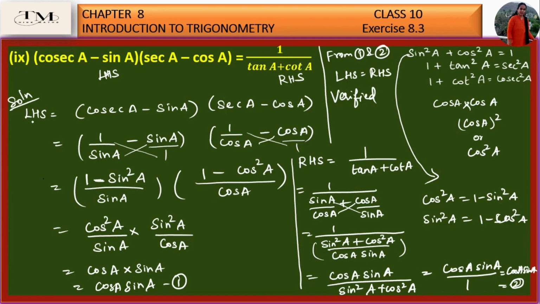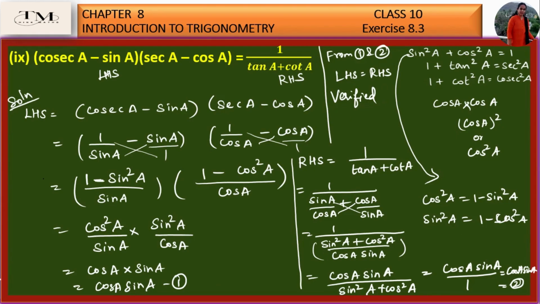So if you don't get the LHS value from the RHS or the RHS value from the LHS, you can take them separately. Solve the LHS and get the answer. Solve the RHS and get the answer. Both their answers should be the same. If it is the same, then we can say LHS is equal to RHS. So the identity is verified.